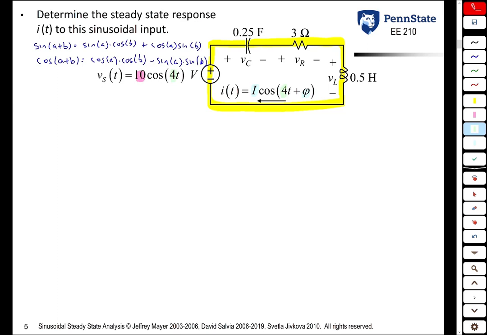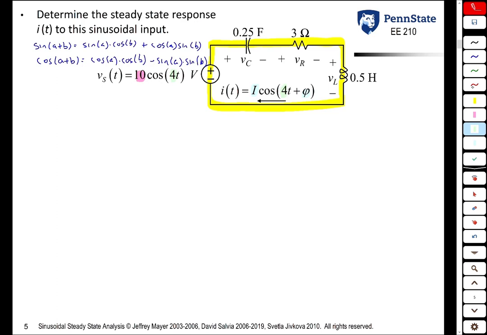If this were a DC problem, and the capacitor and the inductor were both resistors, this would be a trivial problem. Imagine this was a DC source of 10 volts, and we had resistances of 3 ohms, 5 ohms, and 2 ohms. 10 volts divided by 10 ohms, Ohm's law, the current would be 1 amp. But because we have a capacitor and an inductor, and because the input is a sinusoid, we're going to see that it is much more complicated.